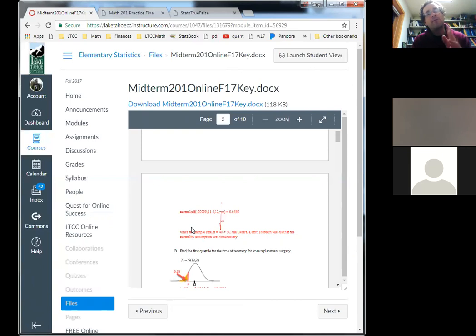Chapter 11, that's where the words came in. Chapter 12, remember H0 and H1 are exactly the same. H0 is rho equals 0. H1 is rho is not equal to 0. Hopefully you remember that.